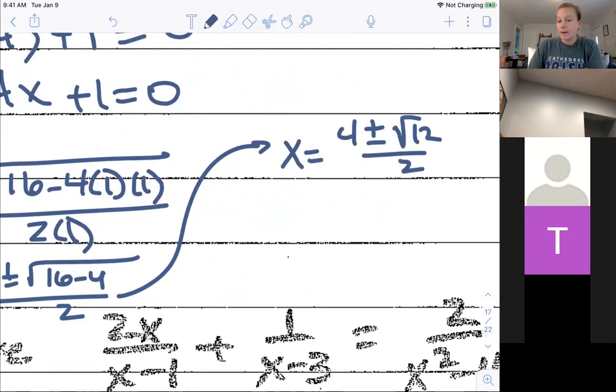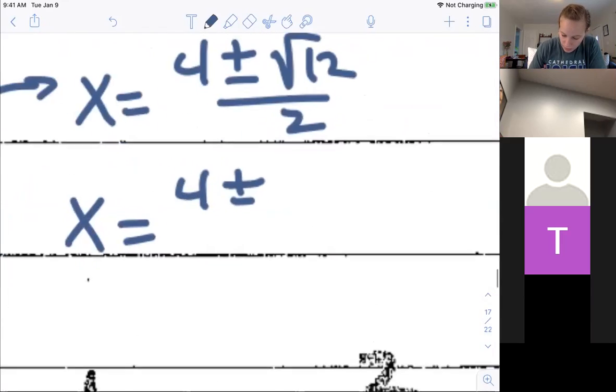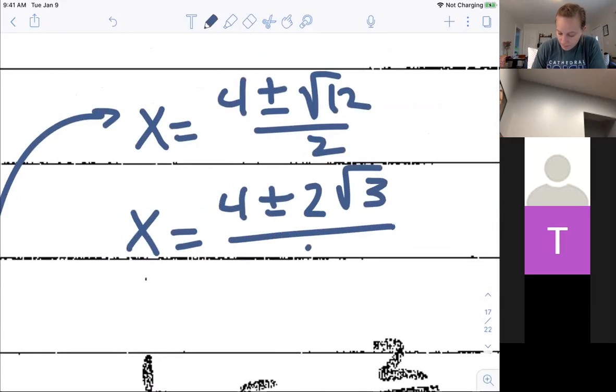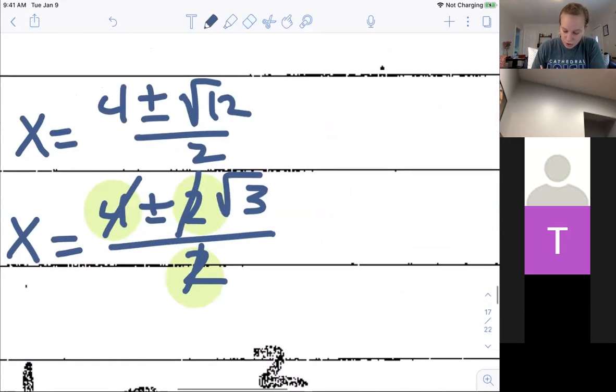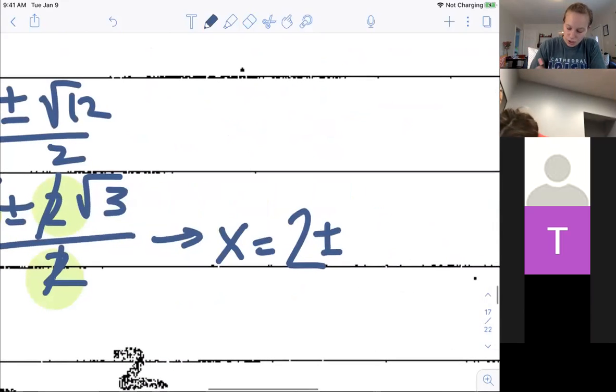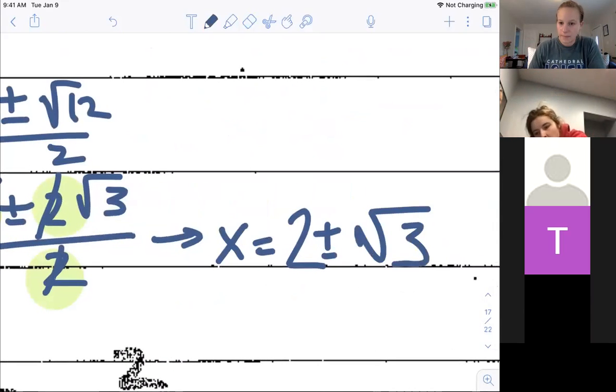Ooh, and 12 is not a perfect square, but it has a factor that I can take out. Root 12 is the same thing as 2 root 3. And if we remember back from a long time ago, if all 3 of these have a common factor, then I get to factor that out. So I can take a 2 out of all of these things. 4 divided by 2 becomes 2, and the other 2's just cancel out to be 1. So I get 2 plus or minus root 3.